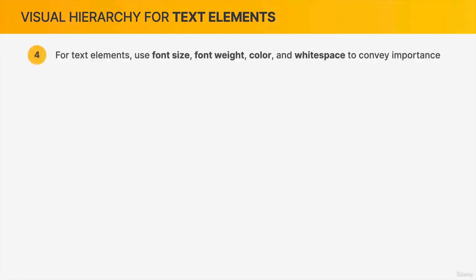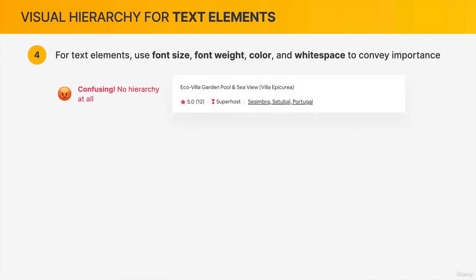So for text elements, we can use a combination of font size, font weight, color, and whitespace to give elements different levels of importance. And by color, I mean both text color and background color, like for example on buttons. And let's study again the example from the beginning. So this one here. And so at the very beginning, we have no hierarchy at all. All the text has the same size, the same weight and color. Only a little bit of whitespace has already been added.